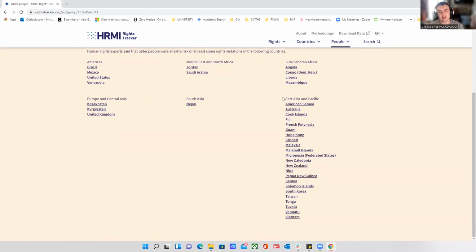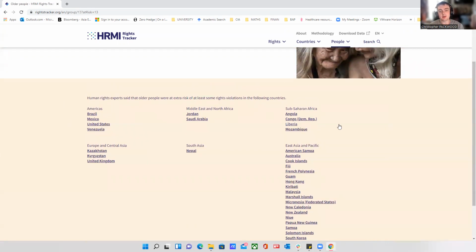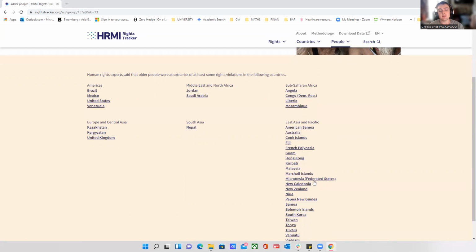And these are the countries here. We're split across sub-regions. And we can see these countries. These countries are the countries where older people in particular appear more frequently within the survey. Now, it doesn't mean that countries that are not specified don't necessarily have older people having their rights violated. It's only based upon what we can survey at the time from our survey respondents.